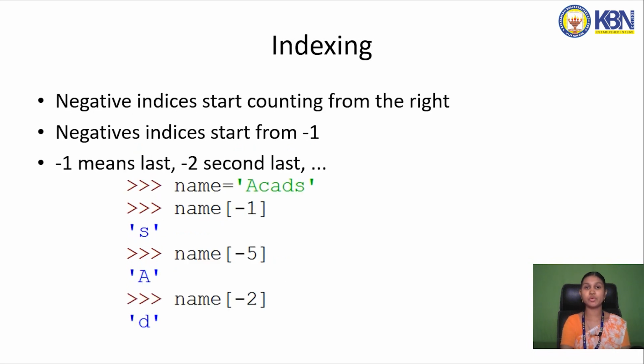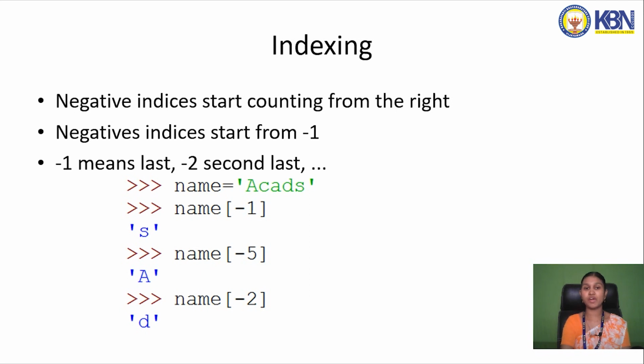And next I use negative indexing also. Here -1 means the last value is displayed, and -2 means the second last is displayed. Let's see one example. In ACATS, I access only -1. It means it goes to the last value. What is the last value of ACATS? Yes, that's why S should be printed.